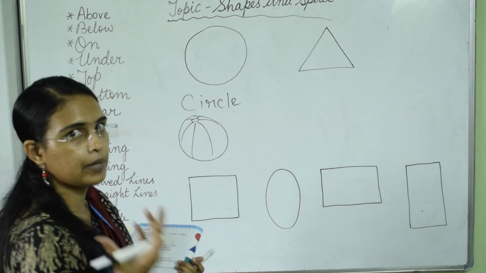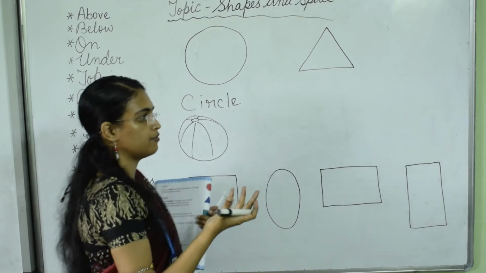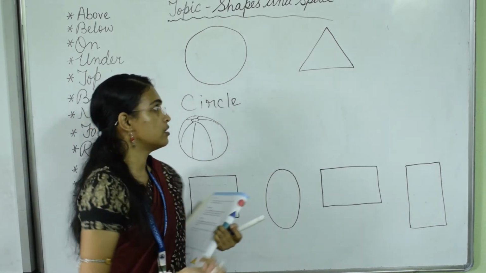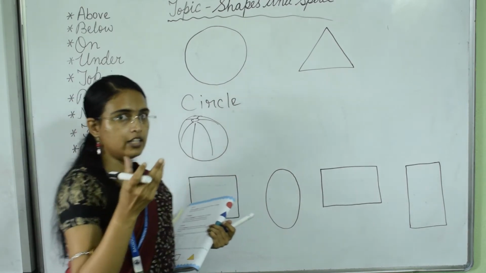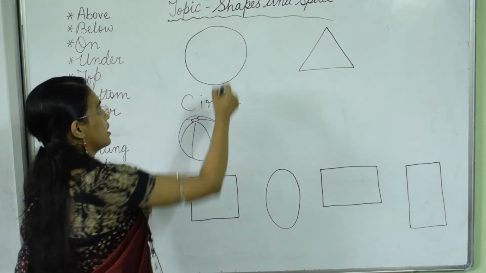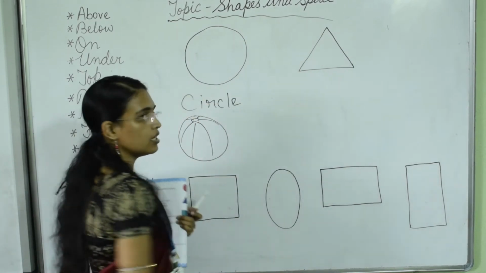For example, the bangles. Have you seen the bangles which your mother or your sister wears? Chudi hota hai na, chudi? That looks like a circle, right? Now you have to remember this thing, that circle has no corners. Now which shape is this? This is a triangle.